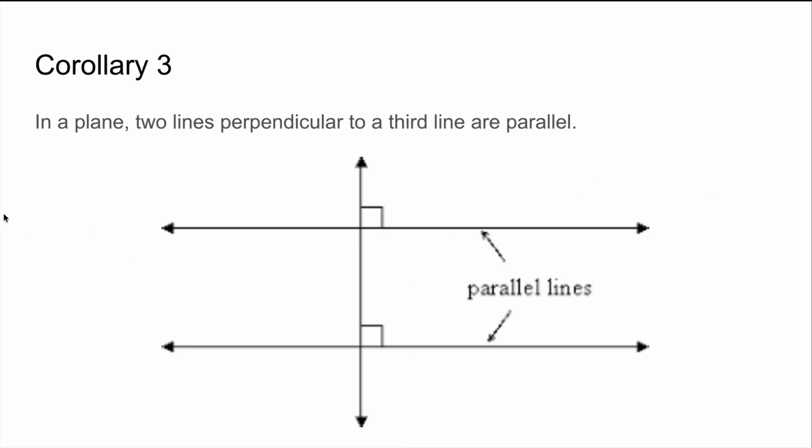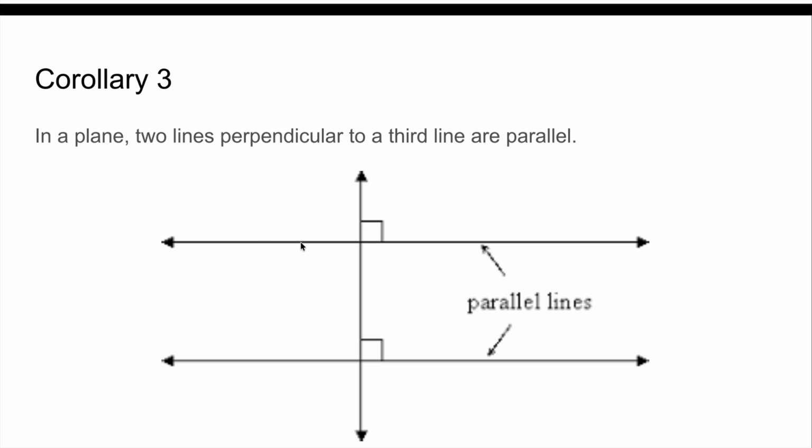Corollary 3. In a plane, two lines perpendicular to a third line are parallel. So if you ever have perpendicular lines, you know that they have a 90-degree angle. And if you have two sets, then you know that they are parallel lines if they are two 90-degree angles with the transversal.